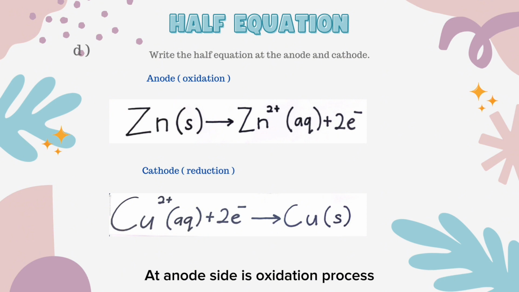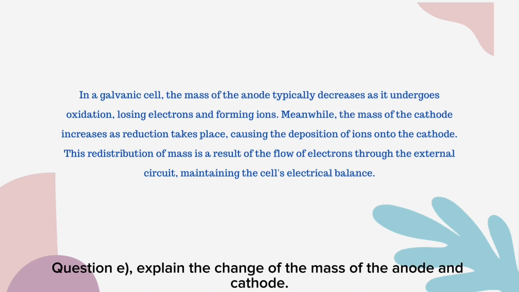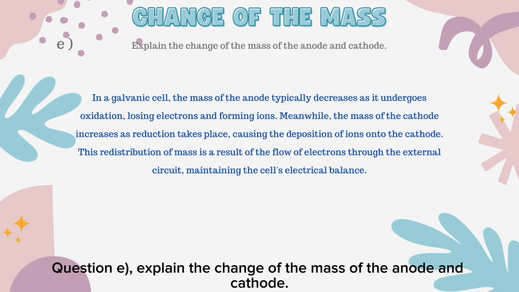At the anode side is the oxidation process. Zinc in solid will produce ion Zn²⁺ in aqueous and lose 2 electrons. On the cathode side is the reduction process. Ion Cu²⁺ in aqueous will gain 2 electrons and will produce copper in solid. Question E. Explain the change of the mass of the anode and cathode.